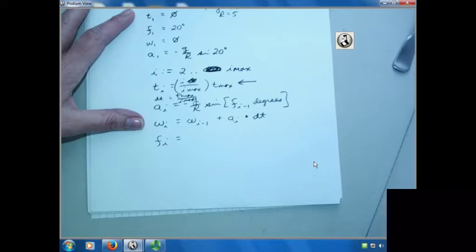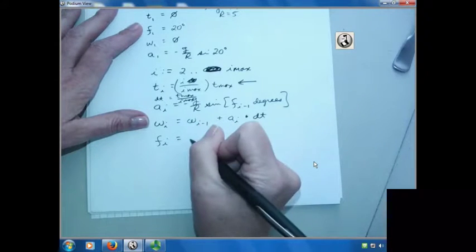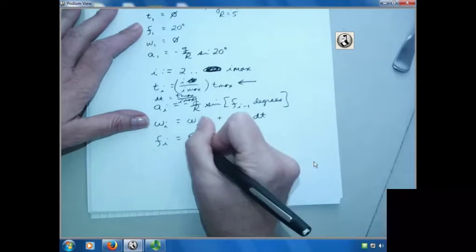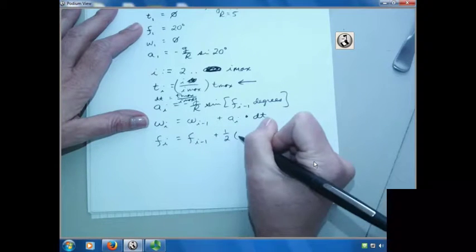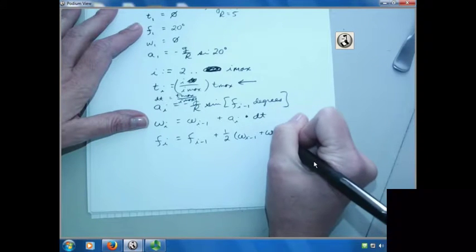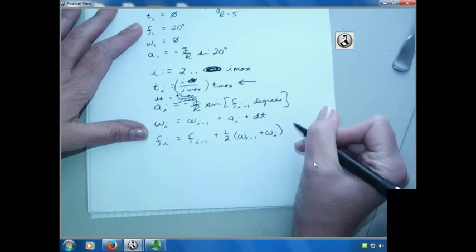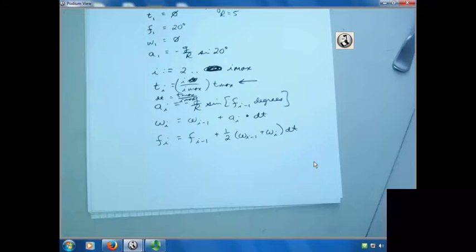And I'm actually going to take Grant's advice on this one and do what his calc teacher told him to do. We'll say that it's F sub I minus 1 plus 1/2 times omega sub I minus 1 plus omega sub I, times dt. Hopefully you see that this is me plugging into this special case. Let me find my lecture notes from last time.